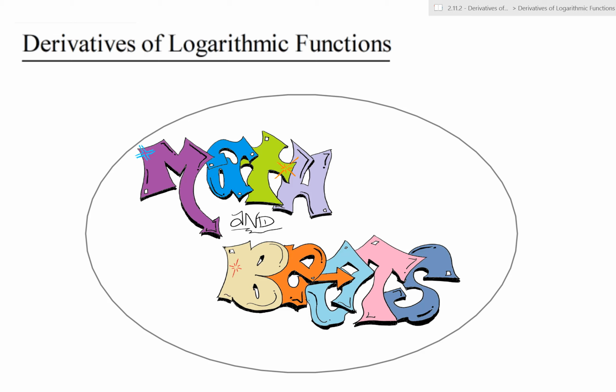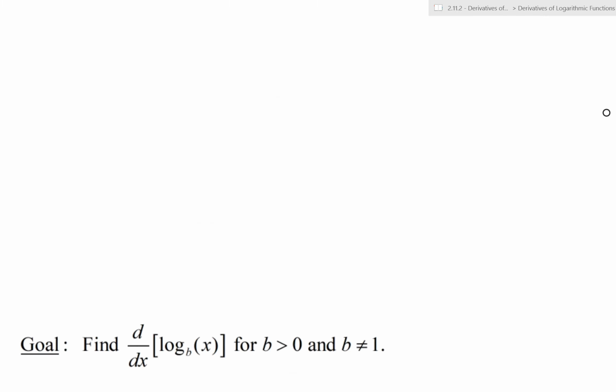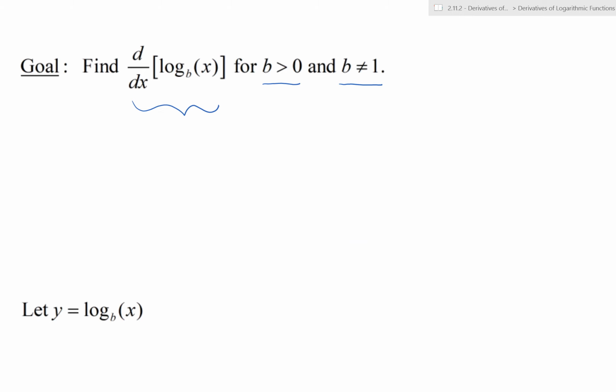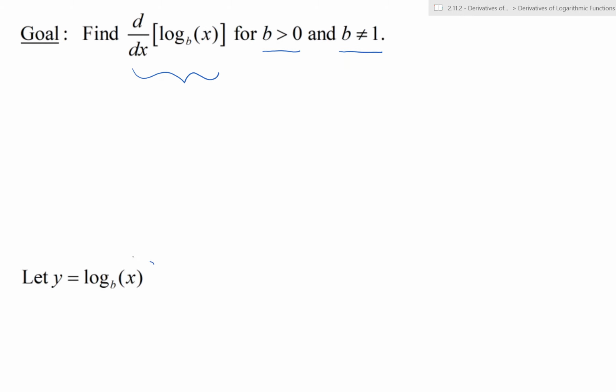In this video, as you can see by the title, we're going to come up with the general formula for the derivative of a logarithmic function. Let's do it. Like I said, here's the goal. We're going to find the derivative of the logarithm of base b of x with respect to x. And remember, whenever we're dealing with logarithms, the base has got to be positive and not equal to 1. So let's just let y be equal to this function, logarithm of base b of x.